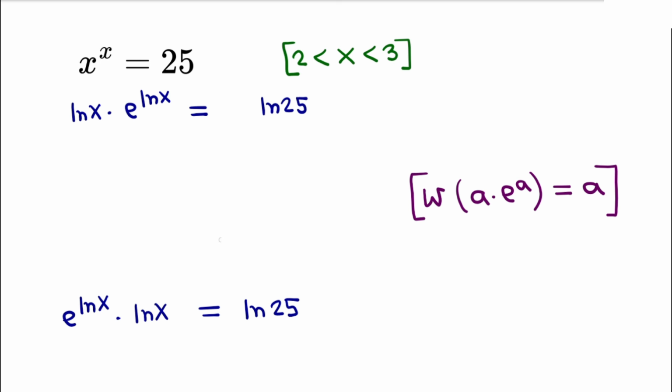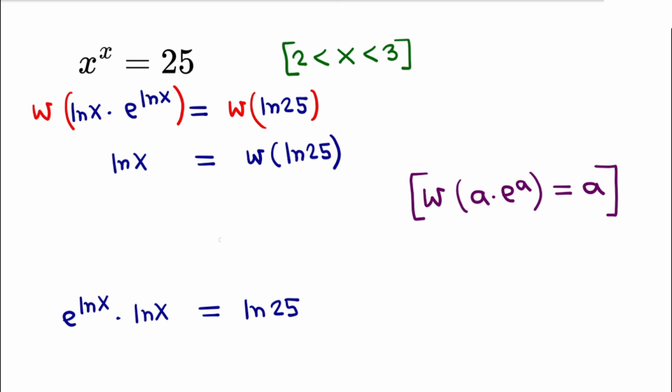Look at that! It perfectly matches the form a times e to the power of a. In our case, the value of a is exactly the natural log of x. Now we are ready to apply the Lambert W function to both sides. On the left side, the Lambert W function does its magic and leaves us with just our a value, which is the natural log of x. On the right side, we simply have the Lambert W function of the natural log of 25.